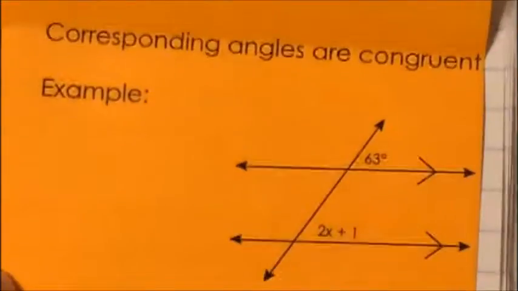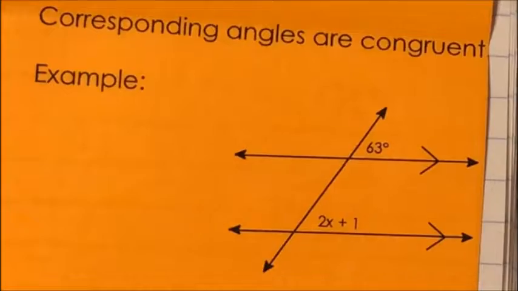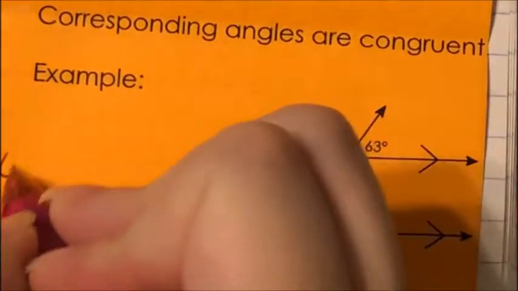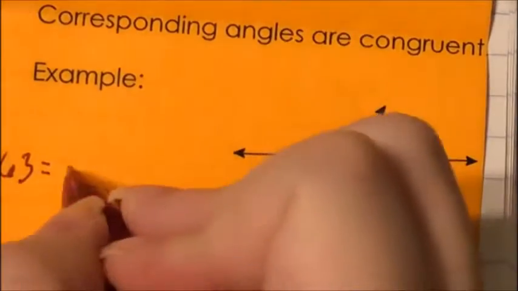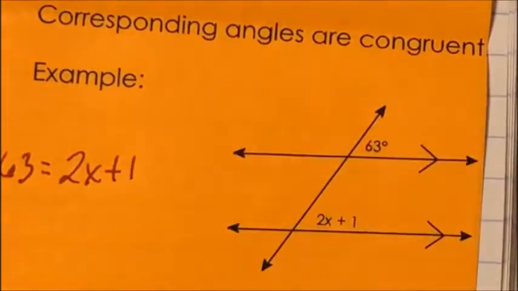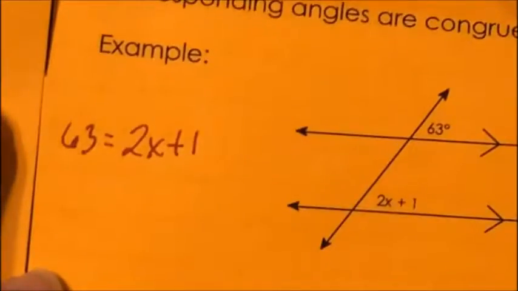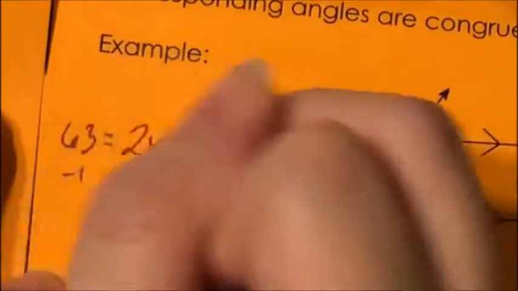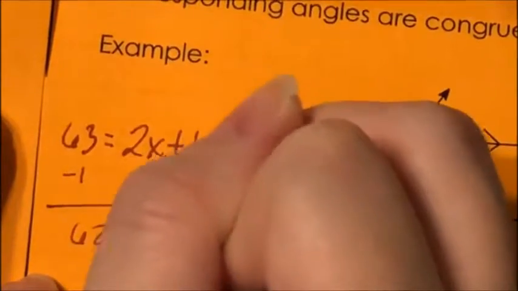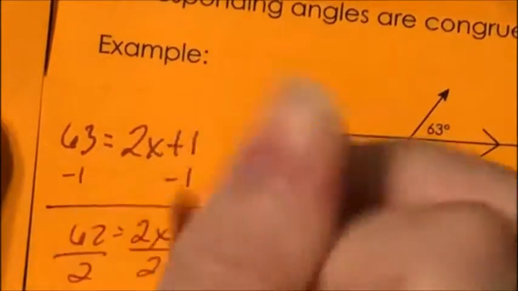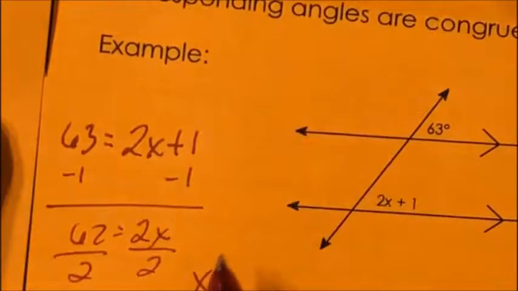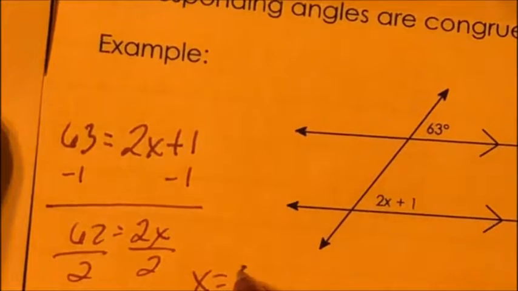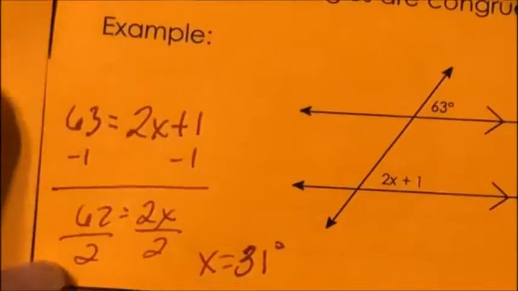Corresponding angles are congruent, so that means they're the same. So this means 63 equals 2x plus 1. Subtract 1. I have 62 equals 2x. I divide by 2. So x equals 31 degrees.